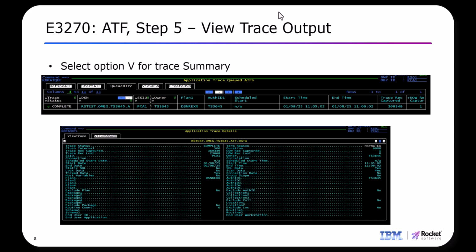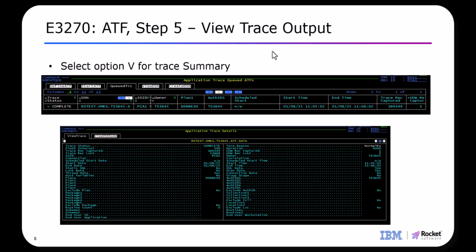So you see here on the top, I've got my queued trace display. I've got my line that has my completed trace file. I go ahead and I put a V next to that, and then that will bring up the view trace details. So within here, you can see just a summary of what and when it was collected. You see a status of complete, that it was a normal execution, the date, the start and end times, how many records were captured. So you can see I actually captured 369,349 records within this. So again, just a summary overview of the collection.